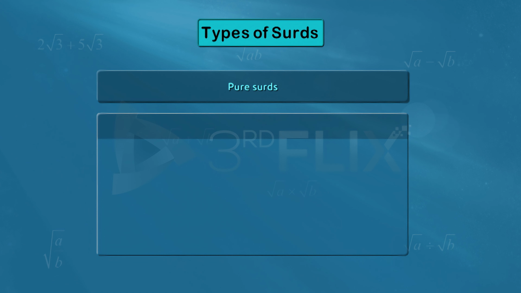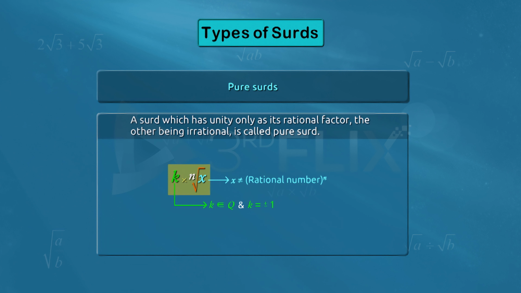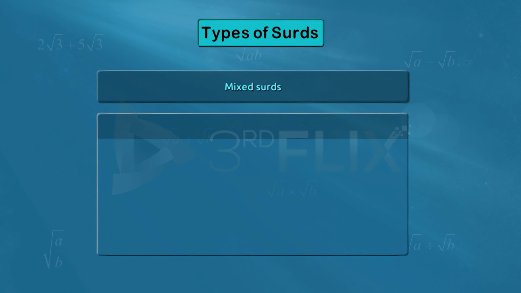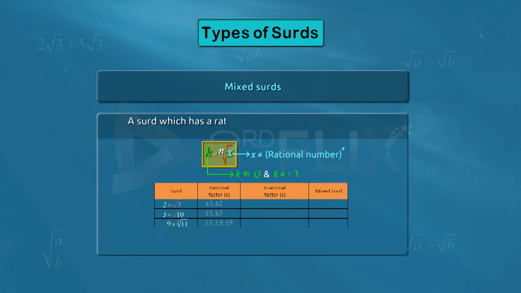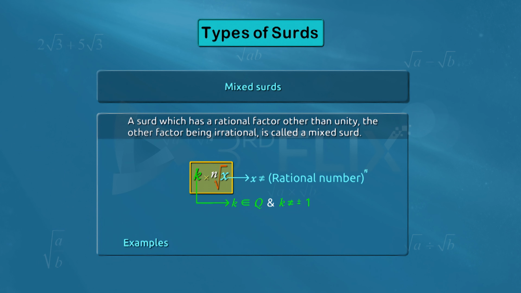Pure surds. A surd which has unity as its only rational factor, the other being irrational, is called a pure surd. Examples: root 3, root 15, sixth root of 8, and so on. Mixed surds. A surd which has a rational factor other than unity, the other being irrational, is called a mixed surd. Examples: 2 into root 3, 5 into fourth root 3.